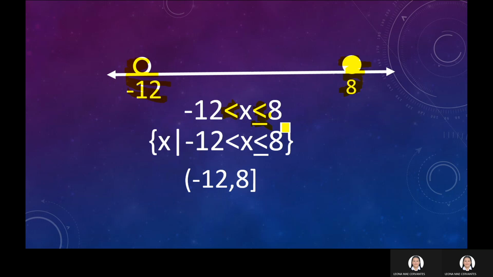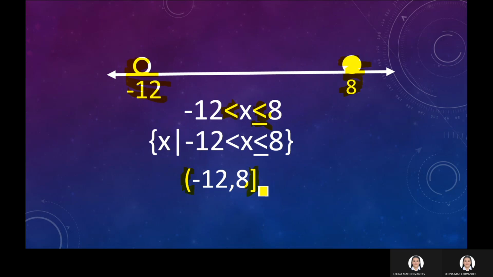Next, interval notation. Since negative 12 is not shaded or not included, we will use parentheses. Next, positive 8 is shaded or included, so we will use a square bracket. Okay?